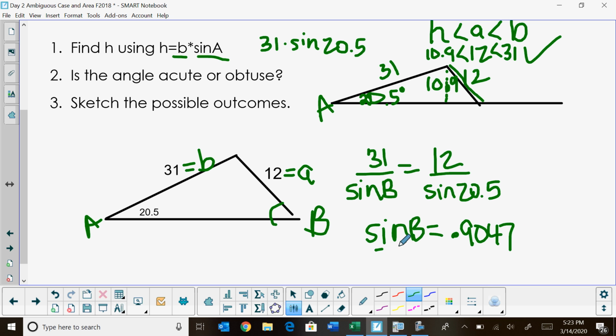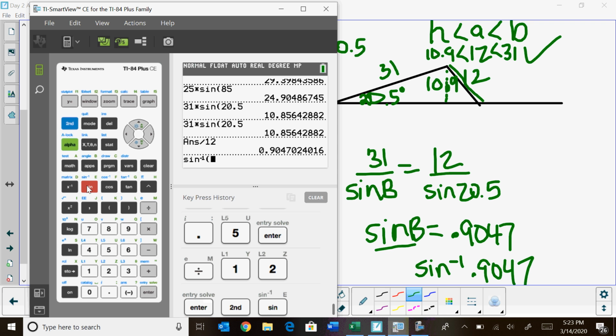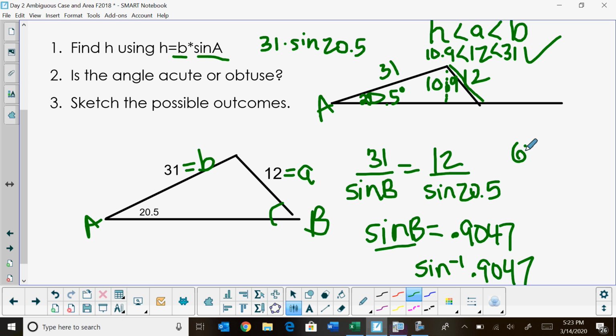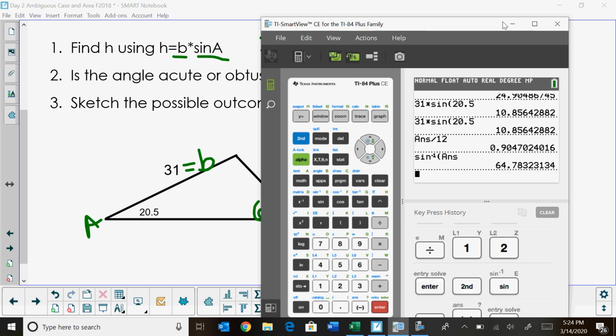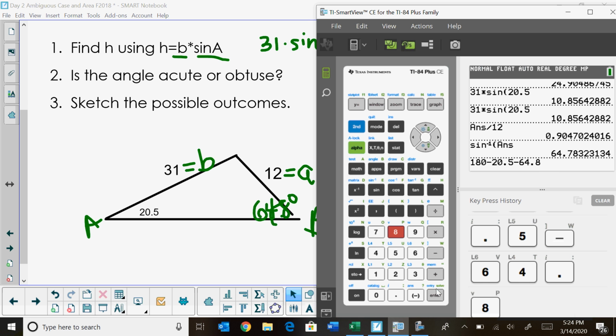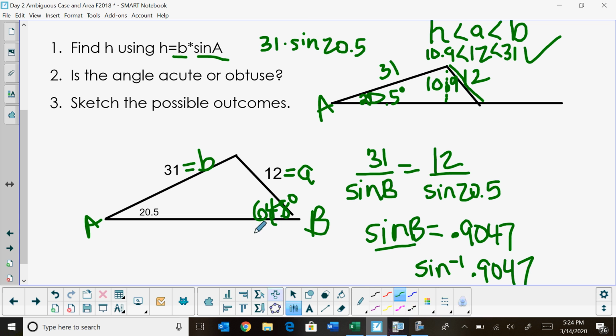To find the angle, I've got to use my inverse. So sine inverse of 0.9047. In my calculator, I'm going to do second sine of the previous answer, and I get 64 point, let's round it off, 64.8 degrees. That is angle B. So let's put that over here. Now we can just use our calculators to find C. We take 180, the sum of the triangle, minus 20.5, minus 64.8, and that gives us 94.7. So angle C is 94.7 degrees.